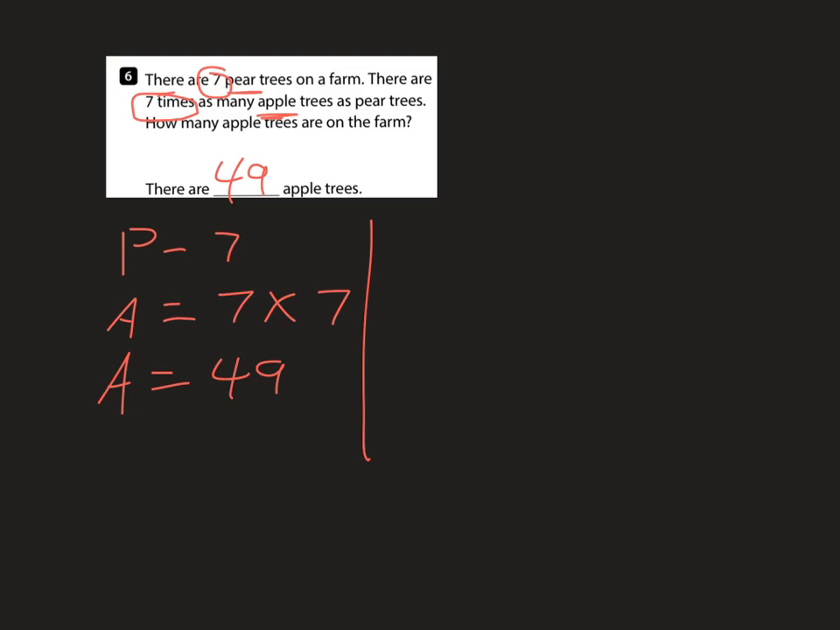All right, so let's go ahead and show you using the bar model. We have pear, which is 7.